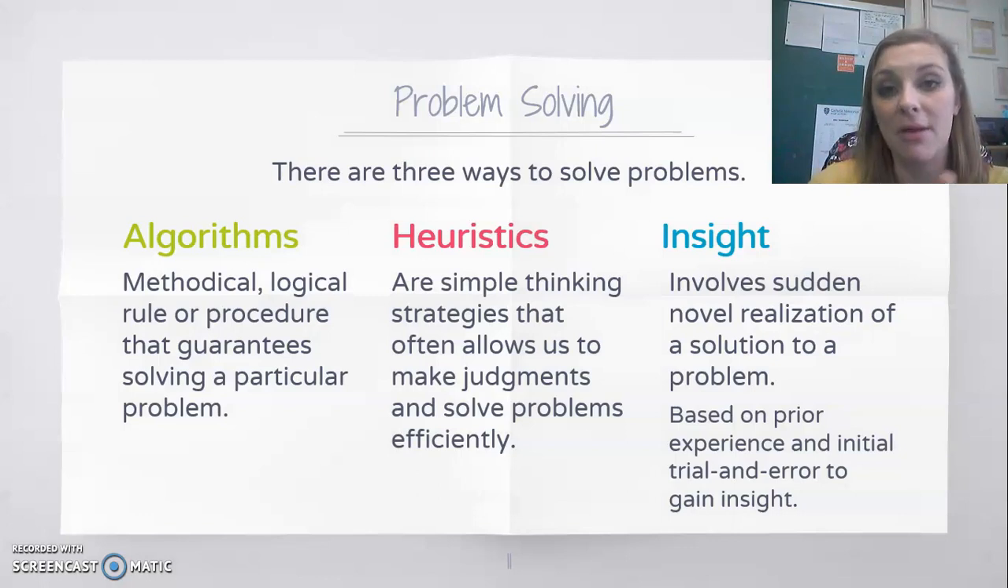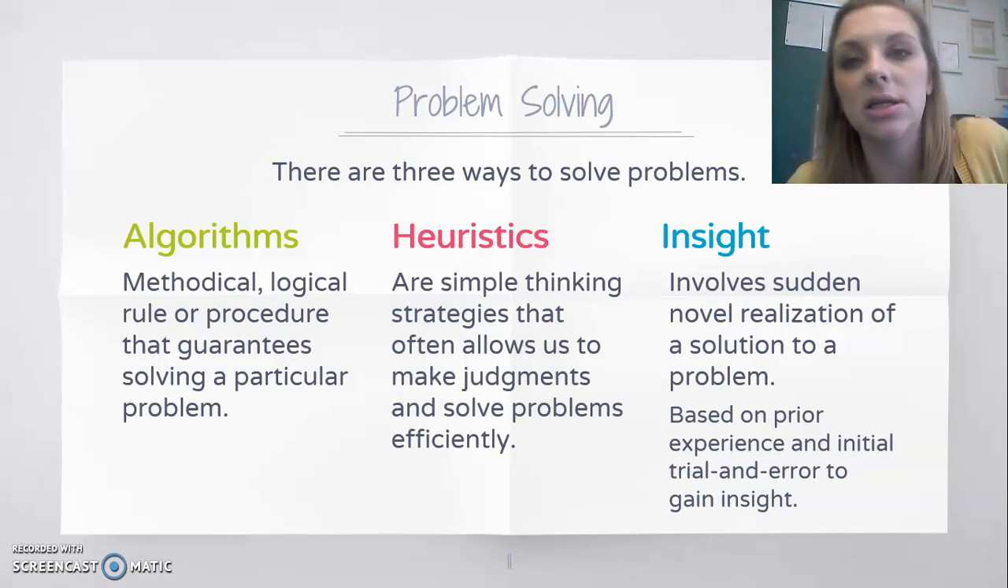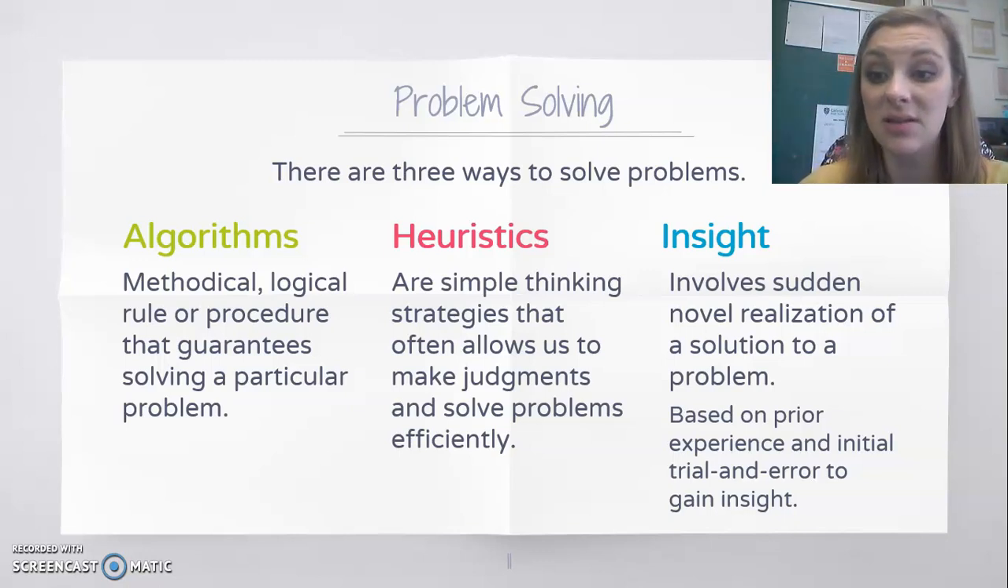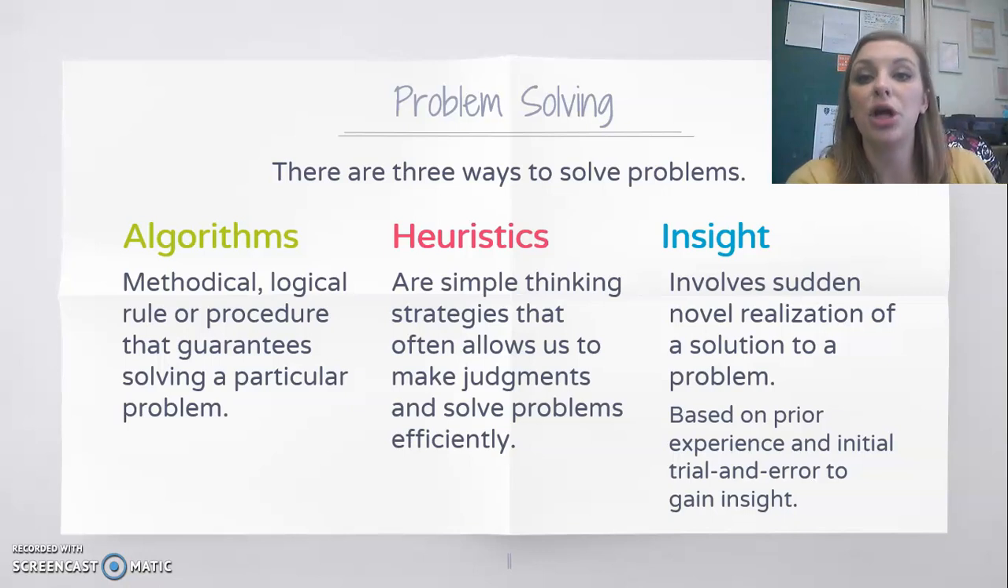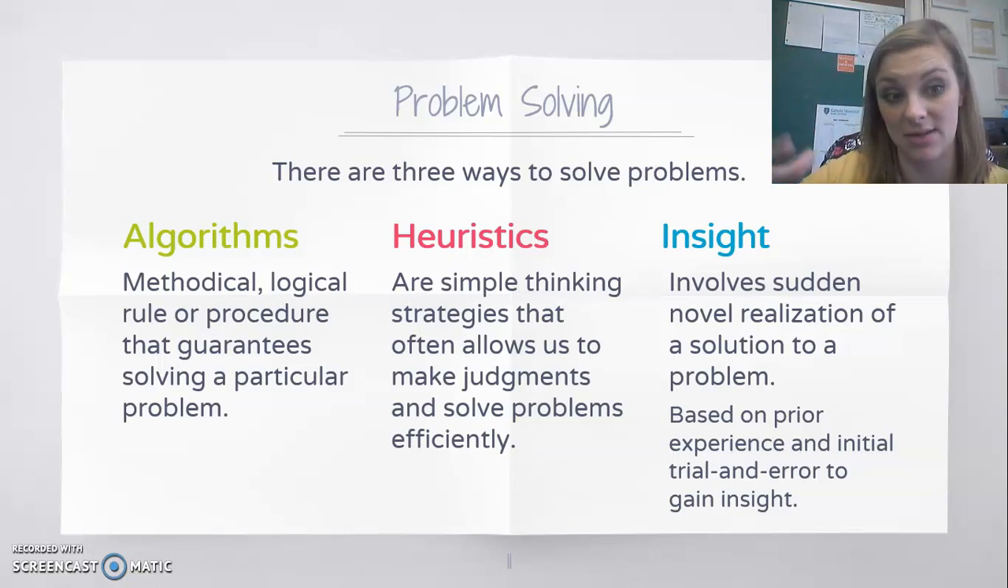And then our final problem-solving way that we use is insight. Insight is that aha moment, that sudden, novel realization of a solution to a problem. We've talked about insight learning, the idea of taking our past experiences and initial trial and error in order to gain insight, right? To gain information. Putting two things together in order to make a new way to solve something. Remember, this was the ape with the bananas and using a stick and the boxes.